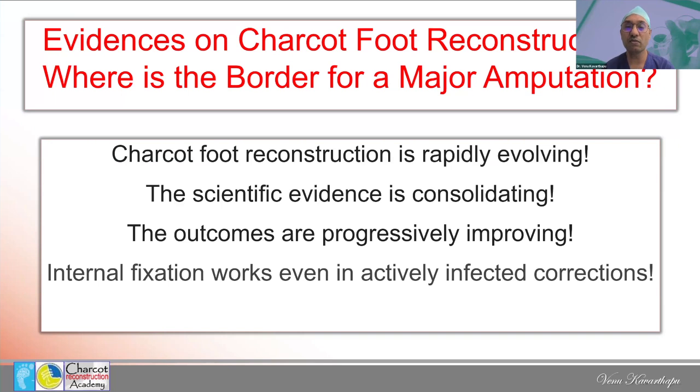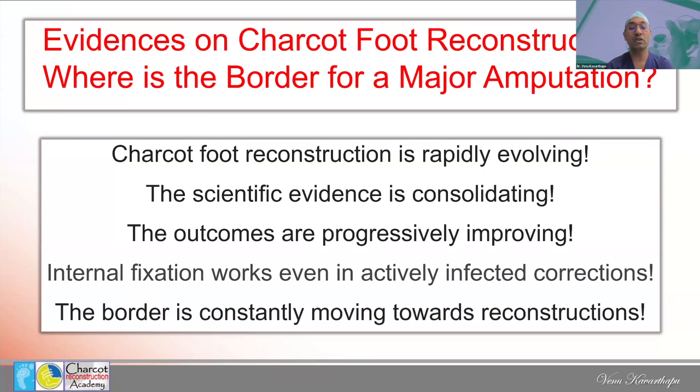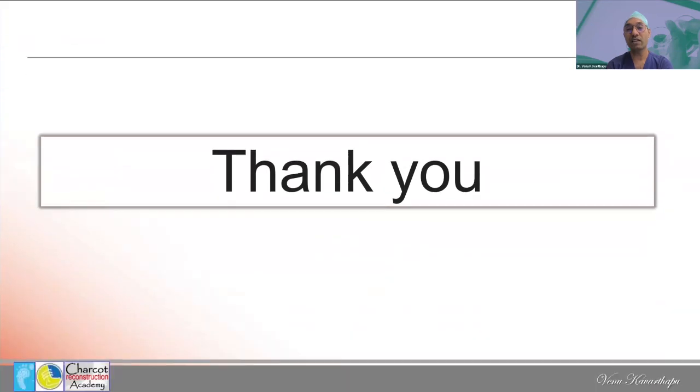So even internal fixation, which was considered a contraindication in actively infected presentations, even those show very good results in such presentations. So I feel that the border, which was on the far left side towards amputations, is constantly moving towards the right side following these progressive advancements of reconstructions. But it will be interesting to see the evolving evidence on this in the coming years to decades. With that, I would like to thank all of you for your attention and thank you for this opportunity.